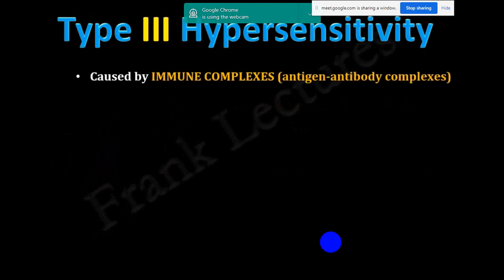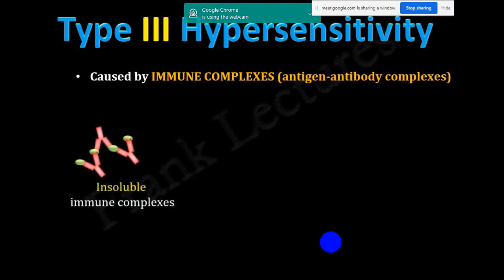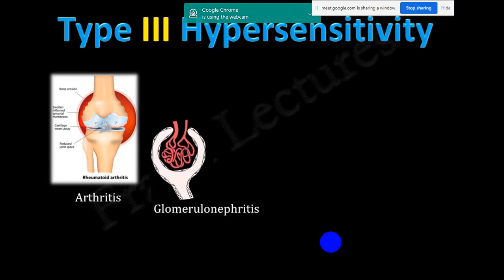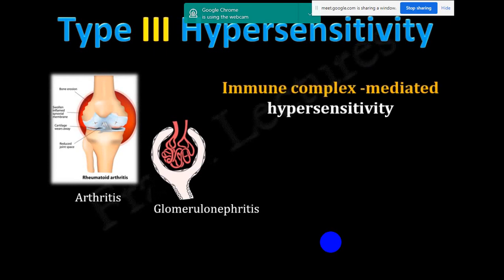Type 3 hypersensitivity. Type 3 hypersensitivity reactions are caused by immune complexes or antigen-antibody complexes. These insoluble immune complexes are formed by antigen and specific IgG antibodies. In normal situations, small and soluble immune complexes are phagocytosed by dendritic cells and macrophages. But insoluble immune complexes deposit at various sites in the body. For example, in the walls of blood vessels. Their accumulation results in the activation of complement proteins. The resulting inflammatory response damages the tissue. Arthritis and glomerulonephritis are the consequences of type 3 hypersensitivity reactions. Type 3 hypersensitivity reactions are also known as immune complex-mediated hypersensitivity. It takes 2 to 8 hours to develop.